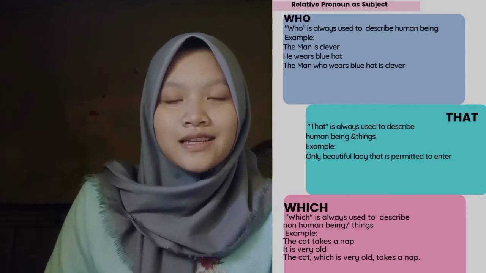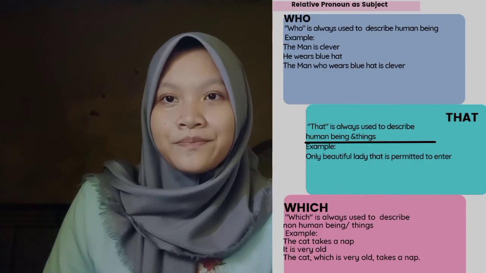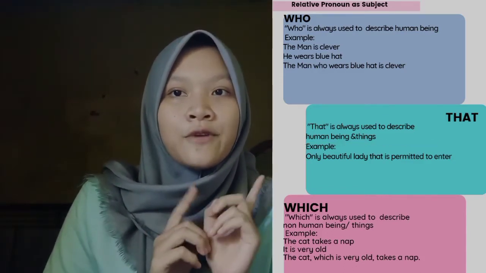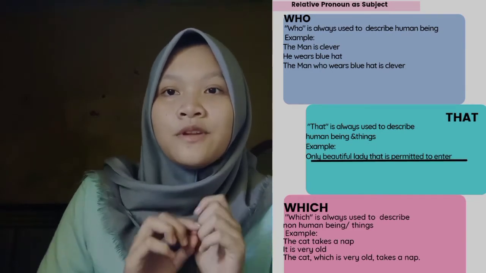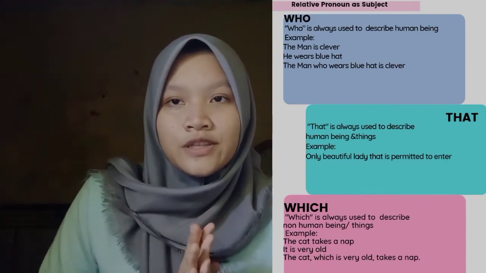The last, that, is used to describe both persons and things. I have one example: Only a beautiful lady that is permitted to enter. I think it is enough and I hope you understand. The next section will be explained by my other friends. Thank you for the opportunity.